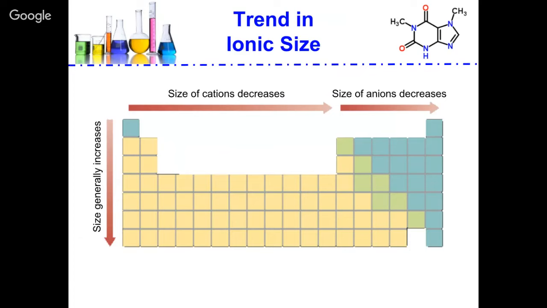So, the size of the cation is going to decrease and the size of the anion is going to decrease as you go from left to right across the period, and it's going to increase as you go down the group. Remember, straight memorizing these trends.